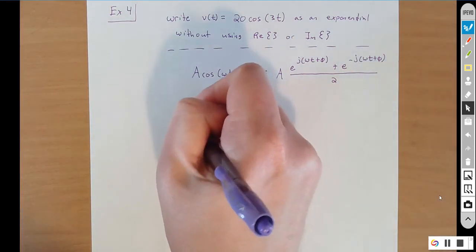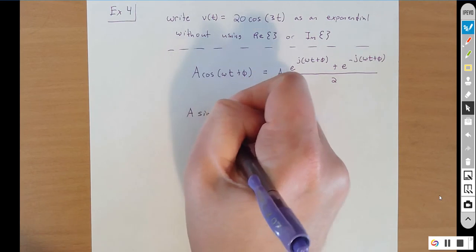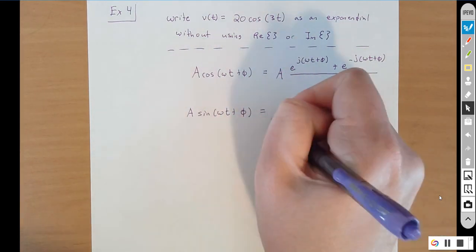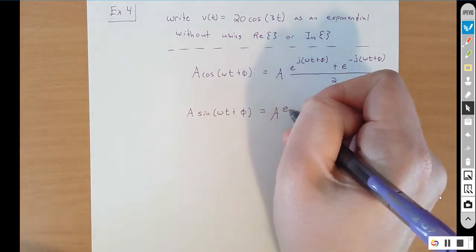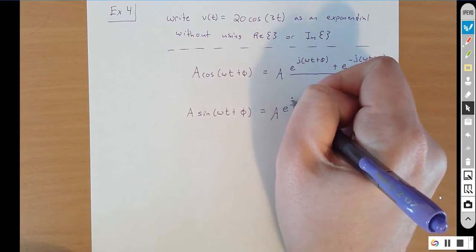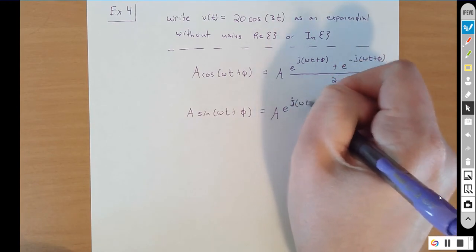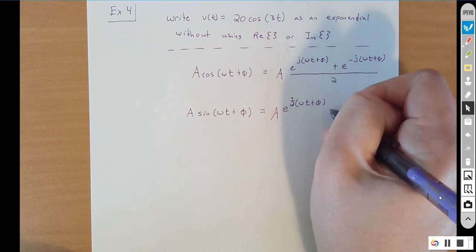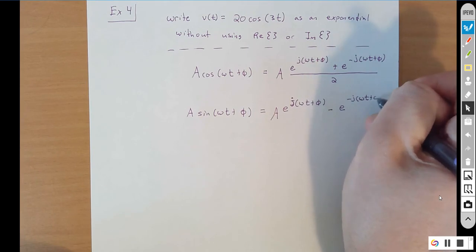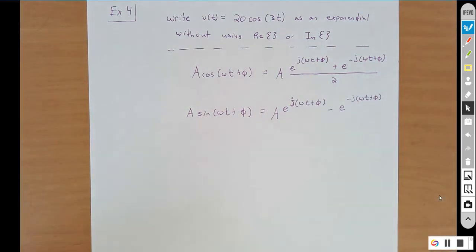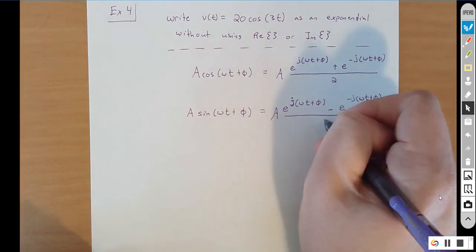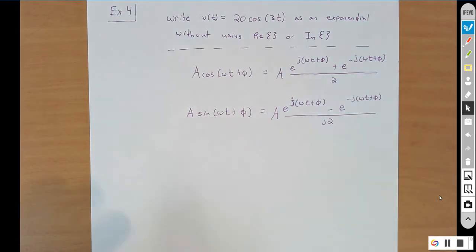Sine looks really similar. A sine omega t plus phi. If you had a sine function instead, it looks very similar: A times e to the j omega t plus phi minus e to the negative j omega t plus phi, and then this is all over an imaginary 2. So that's what they look like.